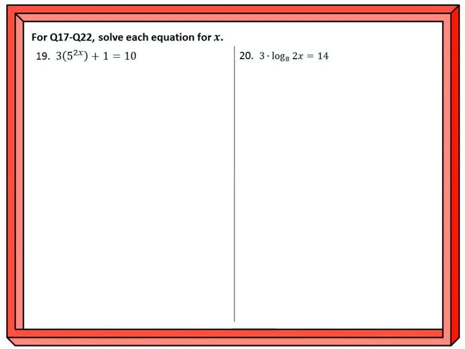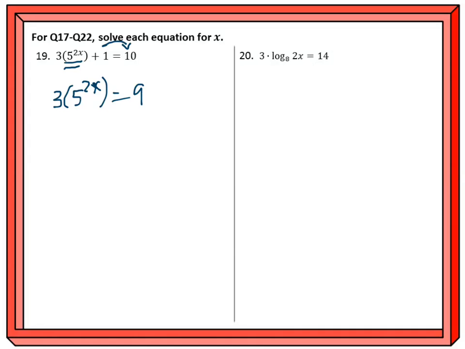Okay, so solving some more exponential and logarithmic equations. Number 19 here is an exponential equation. So in order to solve the exponential equation before we turn it into a logarithm, we have to isolate the exponential term. So let's subtract our 1 first. So 3 times 5 to the 2x is equal to 9.